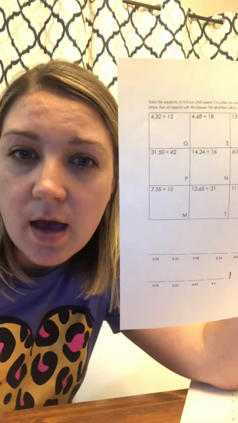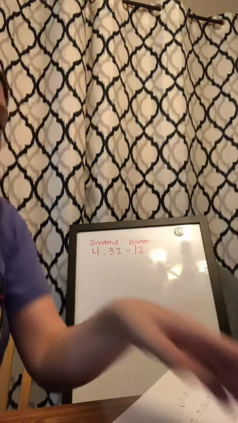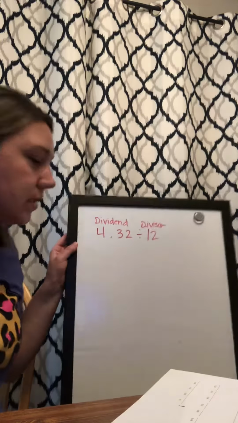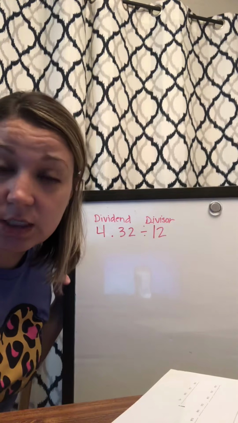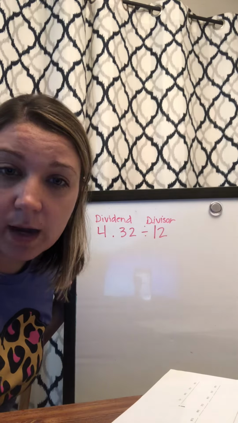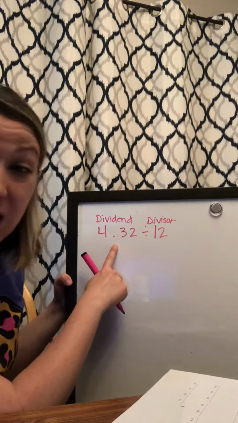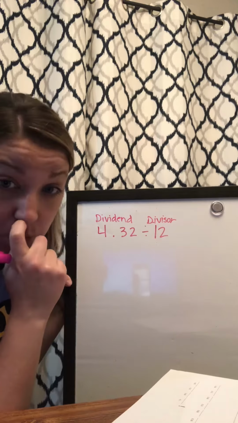Okay, so this video is going to show an example from this worksheet that is in your packet. This is dividing a decimal by a whole number, okay? So I already have the first equation that we're going to work out. I have it on my whiteboard here. It's 4 32/100 divided by 12.